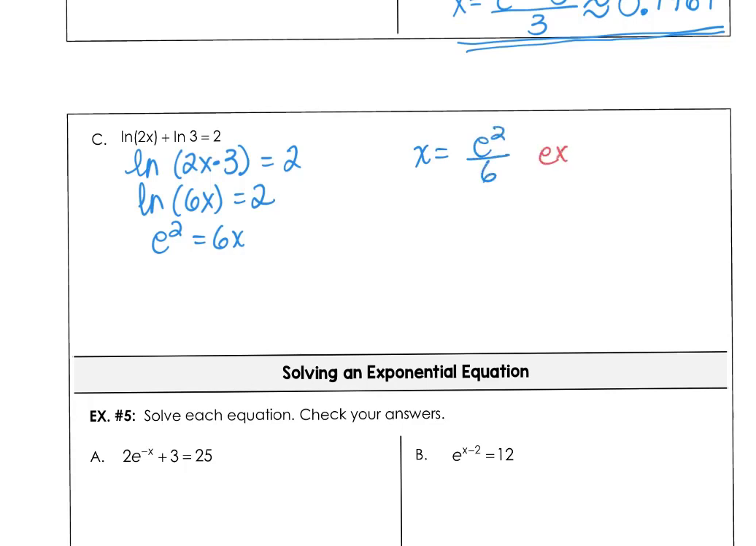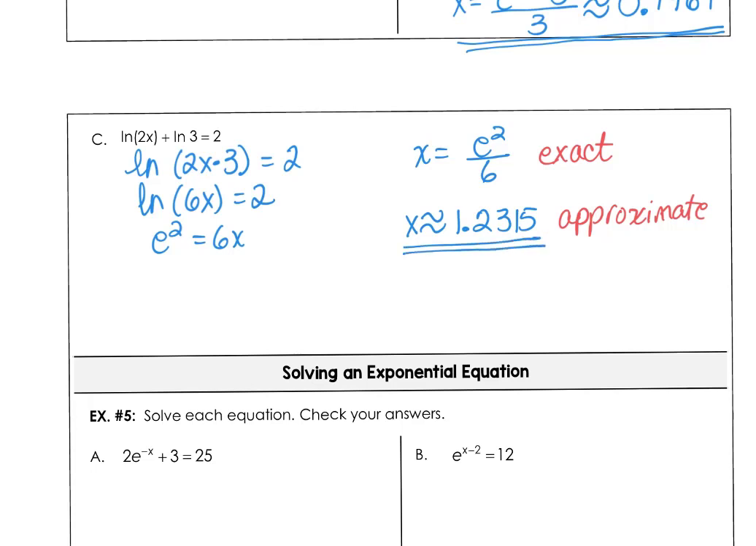So to get the exact answer, x is e squared divided by 6. That's the exact solution. And then to get an approximate solution, I'm going to check with our calculator. The value for e squared divided by 6 is about 1.2315. So depending on what you need, either exact or approximate, based on the situation at hand.